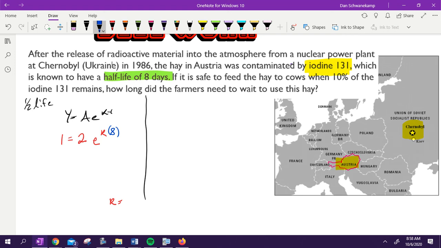Now I'm going to solve. Sam, what am I going to do? Divide by 2, divide by 2. So I get 1/2 equals e^(8k). Then what? ln and divide by 8. Good. So natural log of 1/2 divided by 8. That is going to tell me my k value.